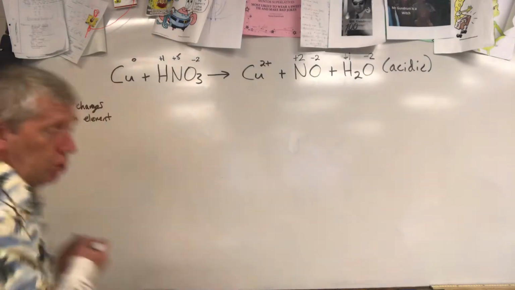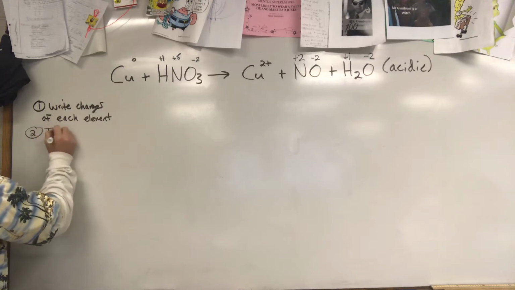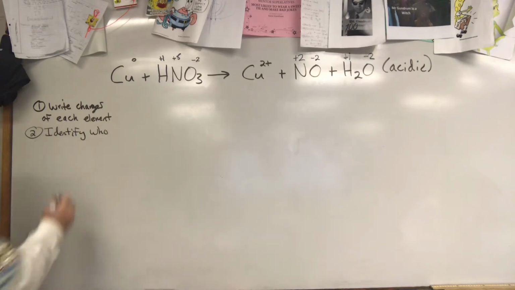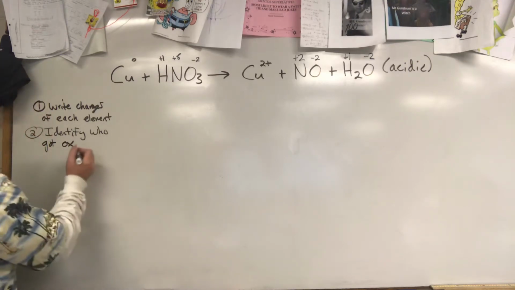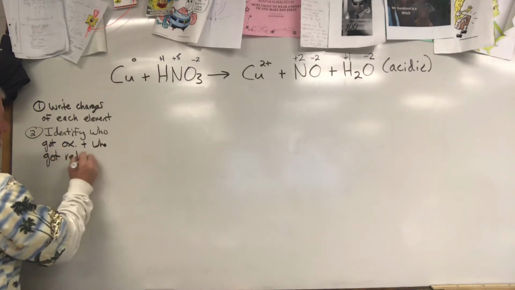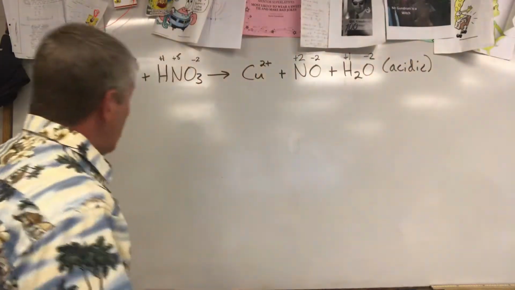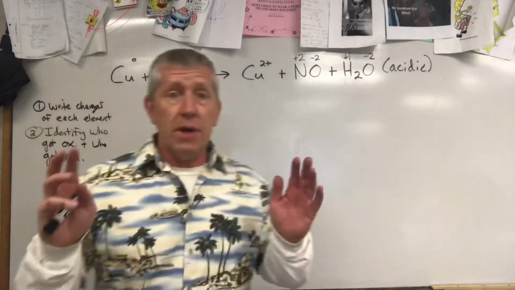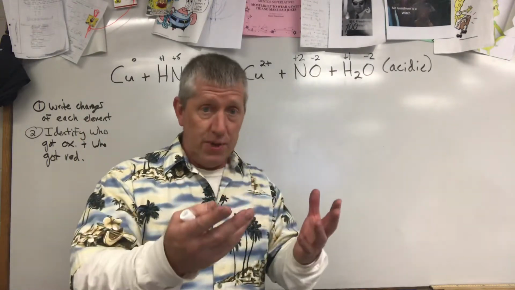Step 2 is to identify who got oxidized. I'll just put OX. and who got reduced. Identify who got oxidized and who got reduced. We should be able to do this now. We just went through what it means to be oxidized and what it means to be reduced. Let's do it. Remember, in order to be oxidized or reduced, you change your oxidation number. Your positive or negative has changed somehow.